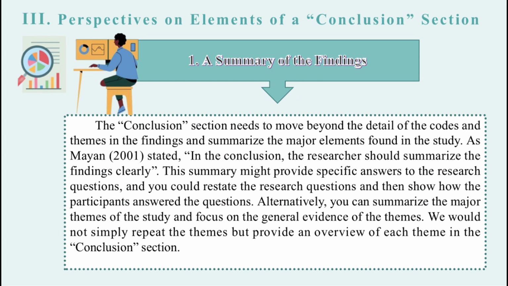1. A summary of the findings. The conclusion section needs to move beyond the detail of the codes and themes in the findings and summarize the major elements found in the study. As Maxwell stated, in the conclusion, the researcher should summarize the findings clearly. This summary might provide specific answers to the research questions, and you could restate the research questions and then show how the participants answer the questions.